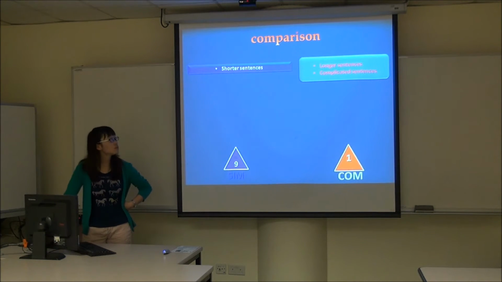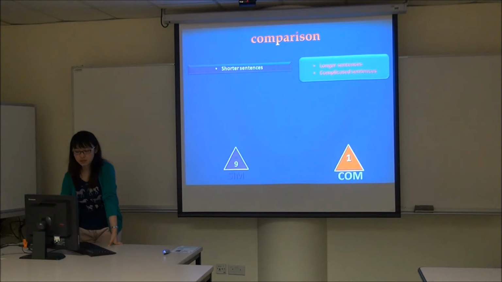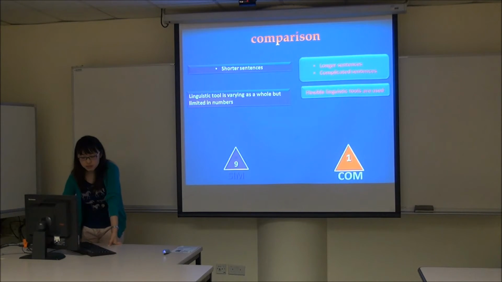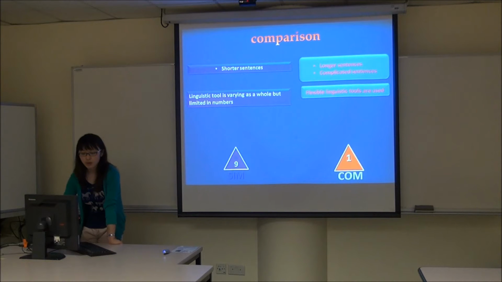And here are some summaries. For the simple text, the sentences are much shorter, but for the complex text, the sentences are much longer, and the meaning and the structure are more complicated. And the linguistic tool for the simple text is varying as a whole, but limited in numbers, and I will explain this later. And for the complex text, the linguistic tools are very flexible.